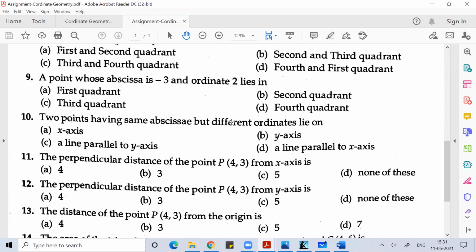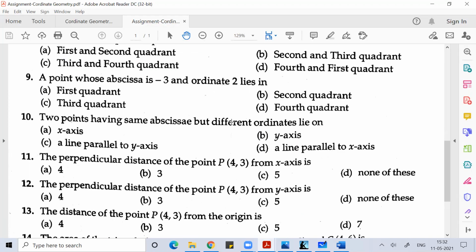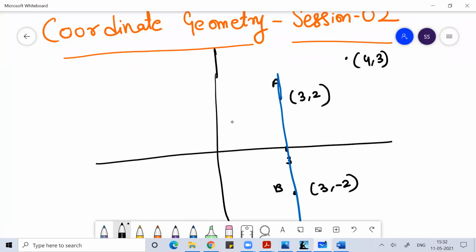Okay. Then question 12: the perpendicular distance of the point (4, 3) from the y-axis. Suppose there's a point (4, 3). From the y-axis, what is the perpendicular distance? And the perpendicular distance of the point (4, 3) from the x-axis? Can you understand this, Dhoni? Yes, sir, it is 3. Yes, the distance from the x-axis is 3, and the distance from the y-axis is 4.